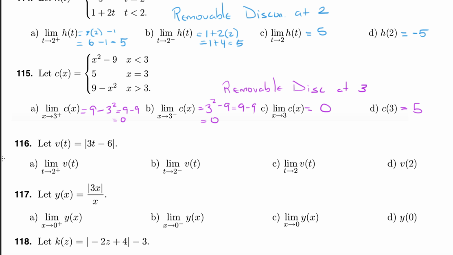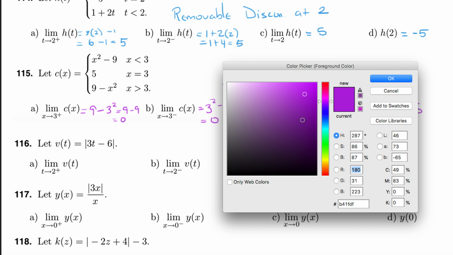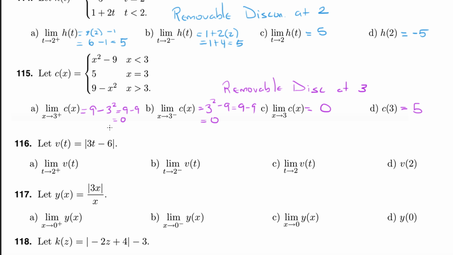Okay? Now, this one is a little bit different because it doesn't look like a piecewise function, but it is. Because by definition, an absolute value is a piecewise function. It's going to be 3t minus 6 for x. In this case it's t. Let me erase that.